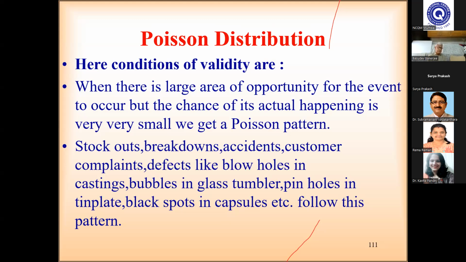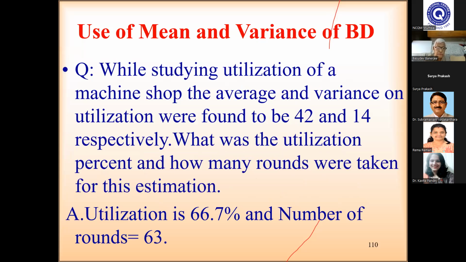Stockouts, breakdowns, accidents, customer complaints, defects like blowholes in castings, bubbles in glass tumblers, pinholes in tin plate, black spots in capsules, etc. follow this pattern. So, in the large area of opportunity for the event to occur, the chance of its actual happening is very, very small. Like an aircraft crashing, basically.